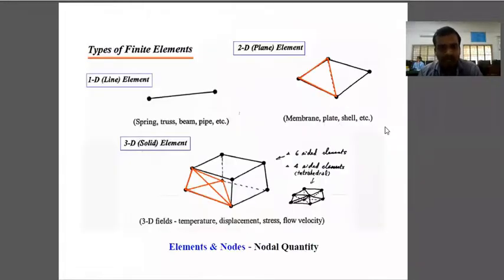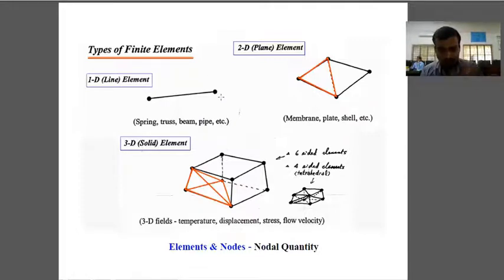Okay, now these are the types of elements. Now we have seen elements and nodes. So we will see the different types of elements. This is a one-dimensional element, you can call it a line element. For this one-dimensional element there are only two nodes.